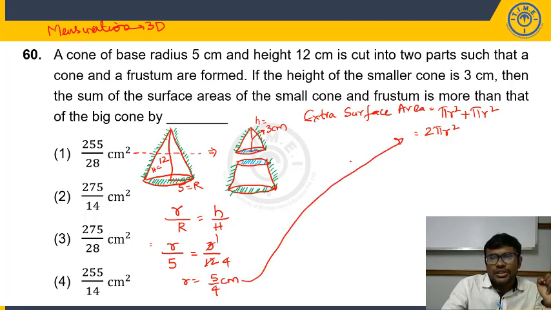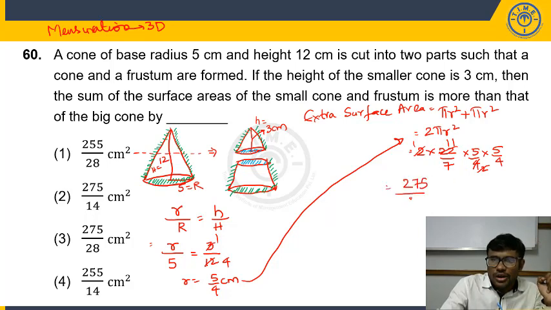Substitute here. So what is the required area you have to calculate? 2 pi r square. That is 2 into 22 by 7 into 5 by 4 into 5 by 4. So 2 ones, 2 twos, and 2 ones, 2 elevens. So 25 into 11, 275 by 7 into 4, 28. So it is 275 by 28 centimeter square. Which option is your answer? Option number 3 is your answer. Okay, hope this is clear for you. Let's get into the next question.